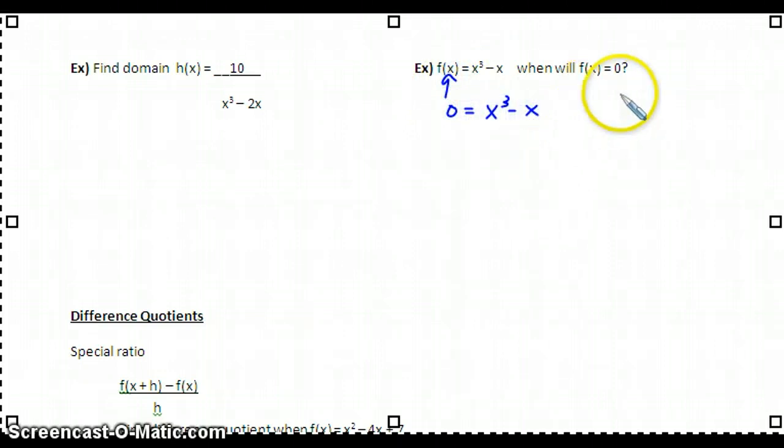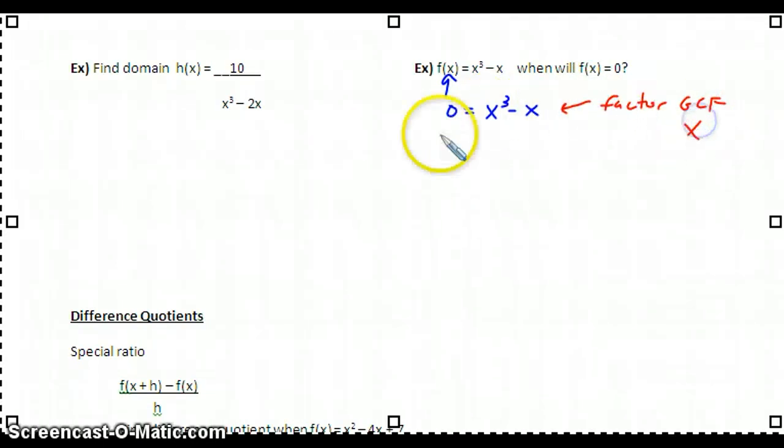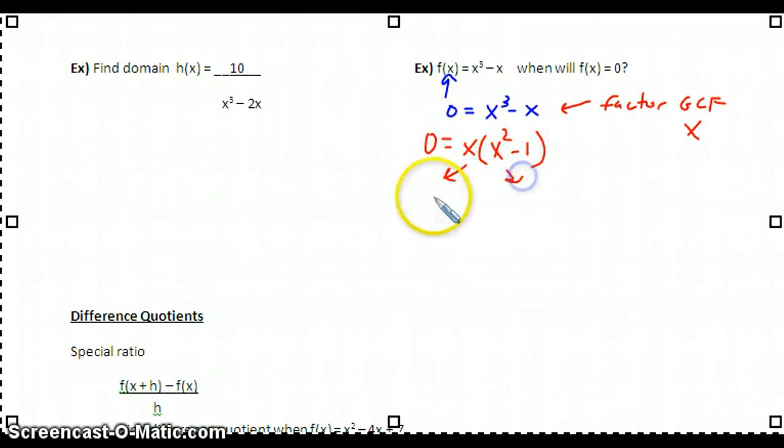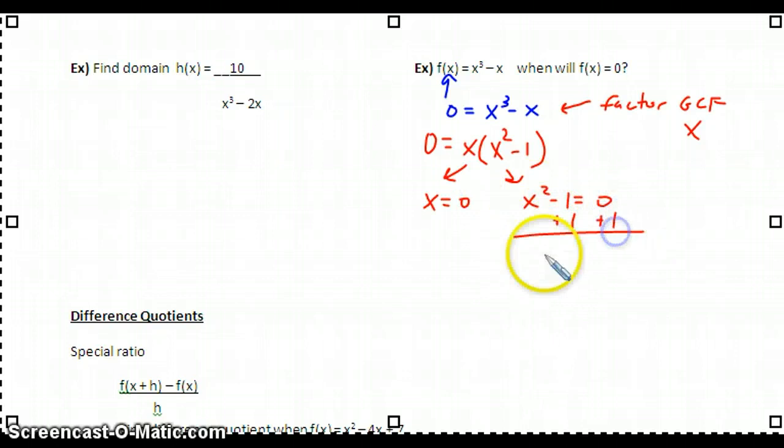In our next example, we're now asked to figure out what value makes this equal to 0. So in other words, I want to plug in a 0 for f of x and solve this. I've got to go back to my factoring techniques again. To factor this, I want to pull out the greatest common factor, which in this case is an x they both have in common. That would leave me with x times x squared minus 1. Again, I want to set both of these equal to 0. So I'll add 1 and then get rid of the squared by taking the square root.